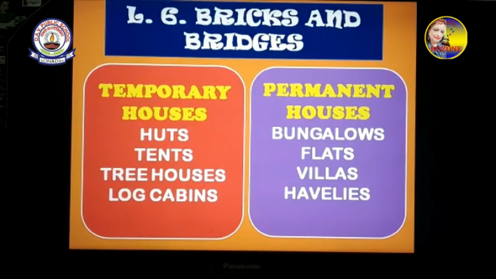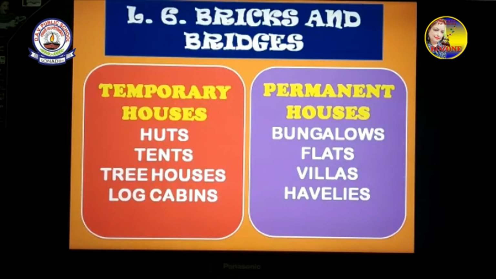In class 3 also you have studied about houses and all, and you have seen that in different parts of India we have different types of houses, and here also we are going to see some of the houses, temporary house and permanent house. As you can see on the screen, temporary houses are huts, tents, tree houses, log cabins. Then permanent houses are bungalows, flats, villas, havelis.